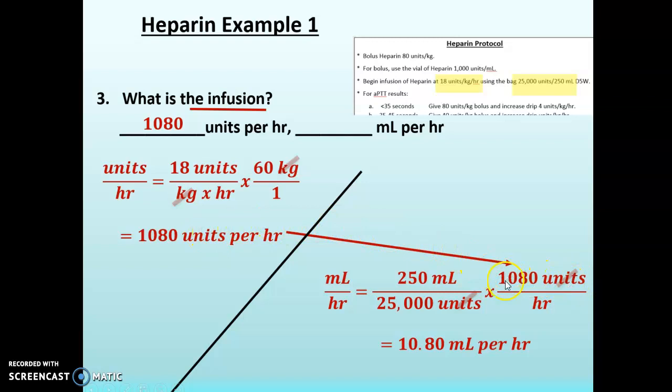And again, I'm just going to pull over this previous answer. We know we were supposed to give 1,080 units per hour. So units cancel, milliliter on top, hour on bottom. So multiply the top, divide by the bottom. It should turn out to be 10.8 milliliter per hour. Okay, we don't write that last zero. We just leave it as 10.8 milliliter per hour.